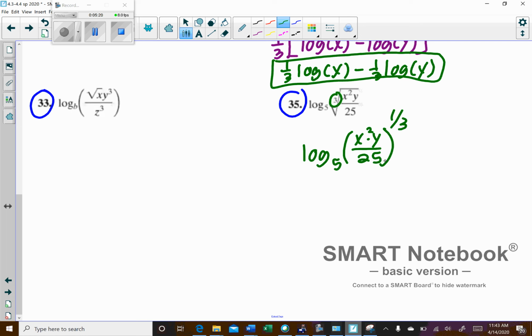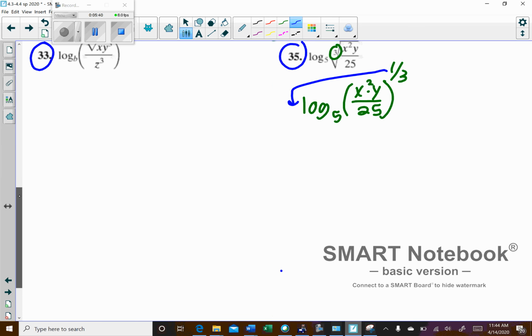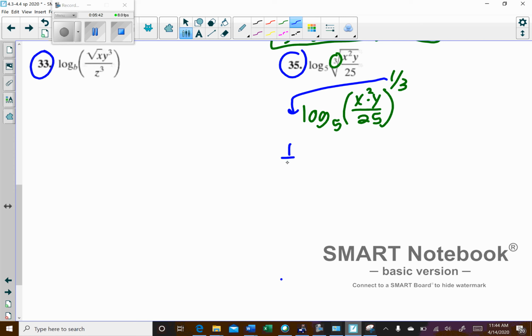Now, once again, you could go ahead and distribute that 1/3 power everywhere, and that's fine. I'm not against that. Or you can move it to the front and distribute it at the end. That's what I prefer to do. But if you wanted to use your power rule now, you can do that. This is the way I'm going to approach it. So 1/3, I'm going to put this in brackets. I'm going to have log base 5 of x squared y over 25. The brackets aren't necessary yet, but they will be necessary in my next step, so I just go ahead and put them in now.